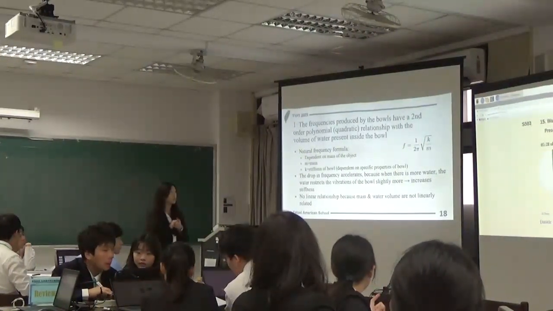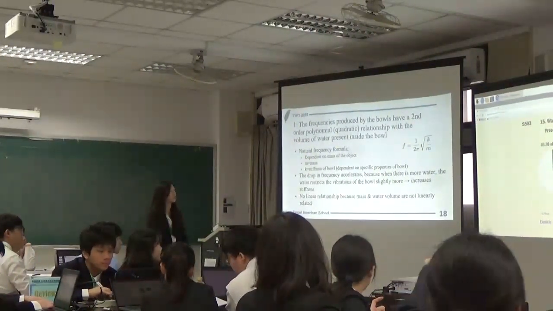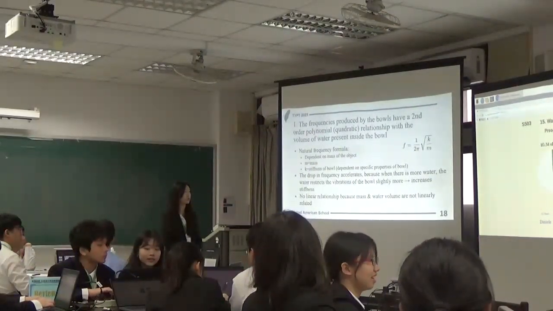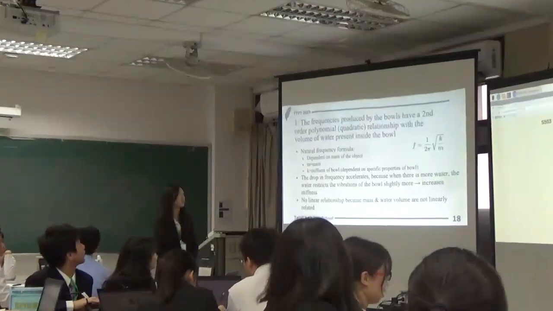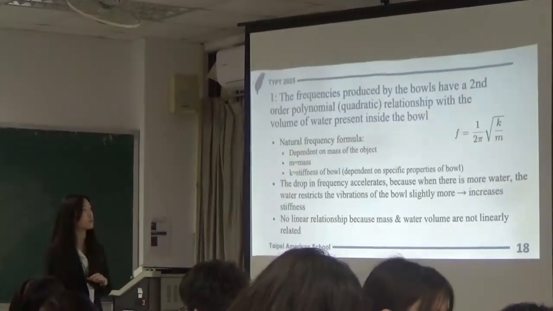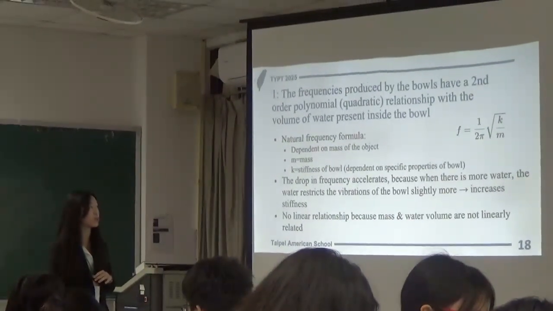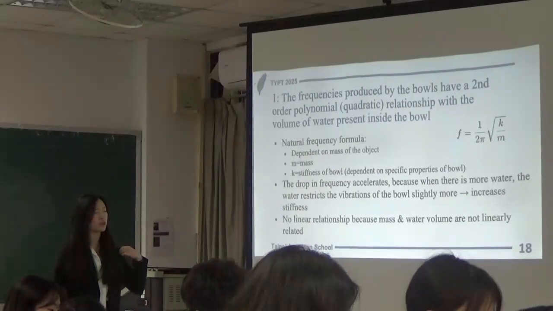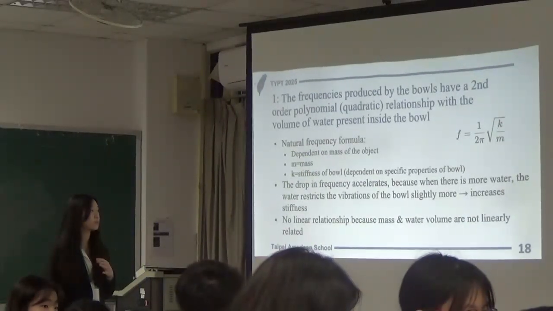Firstly, the frequencies produced by the bowls have a second order polynomial or quadratic relationship with the volume of water present inside the bowl. This is why I think that is. So the natural frequency formula is dependent on the mass of the object and the stiffness of the bowl. However, that is dependent on specific properties of the bowl.